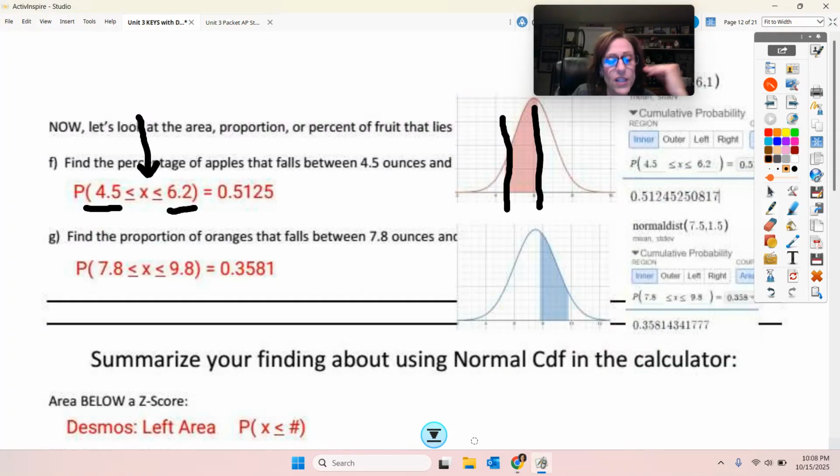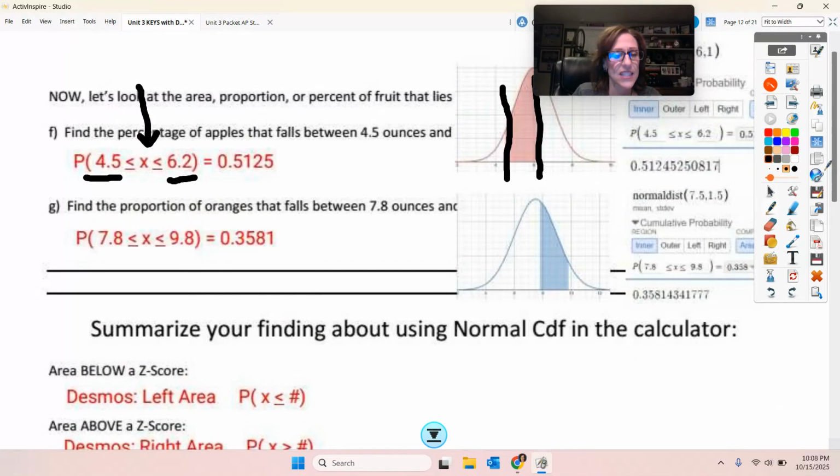So what you need to get used to doing, and this is one of the things we're going to talk about in the middle, is doing this probability notation, drawing a quick sketch where you label the values and the mean, and you shade that area.